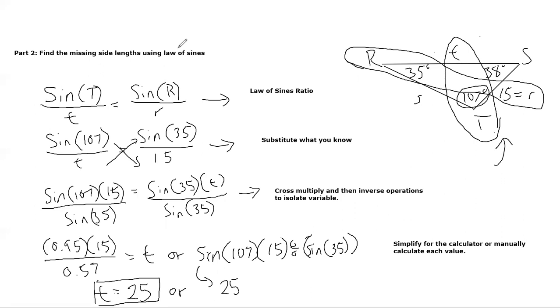I could figure out what S is right now, and I'm going to do that in the next slide. But I'm going to just focus on these two. These two are now officially my two fractions that I'm going to compare. Now, if you notice, I have law of sines ratio as my step 1. But I don't have all my ratios, right?